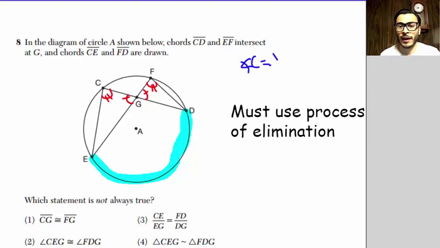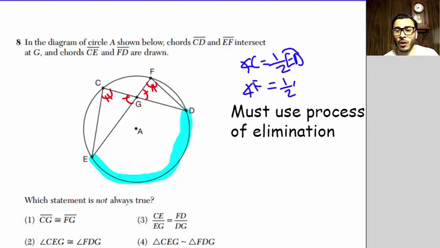Angle C is equal to half of the arc ED. Well, guess what? Look at angle F. It intercepts the same arc. So angle F is also half of the arc ED. So you can actually conclude that C is equal to F.